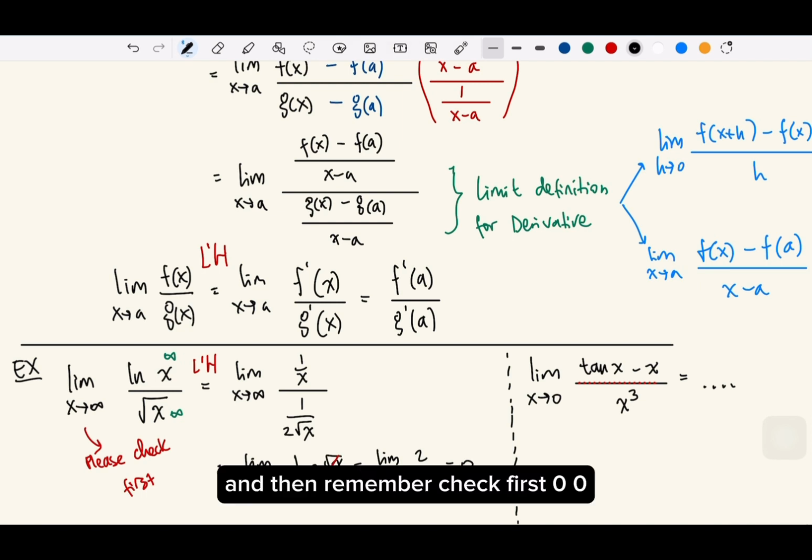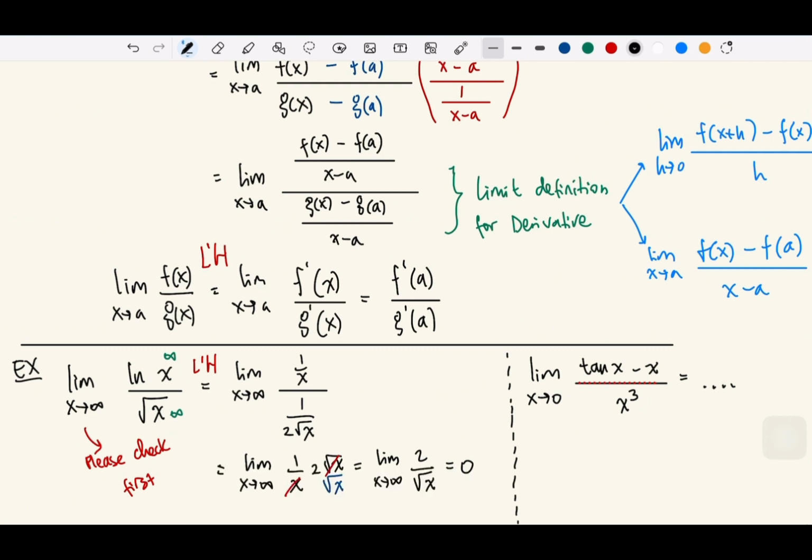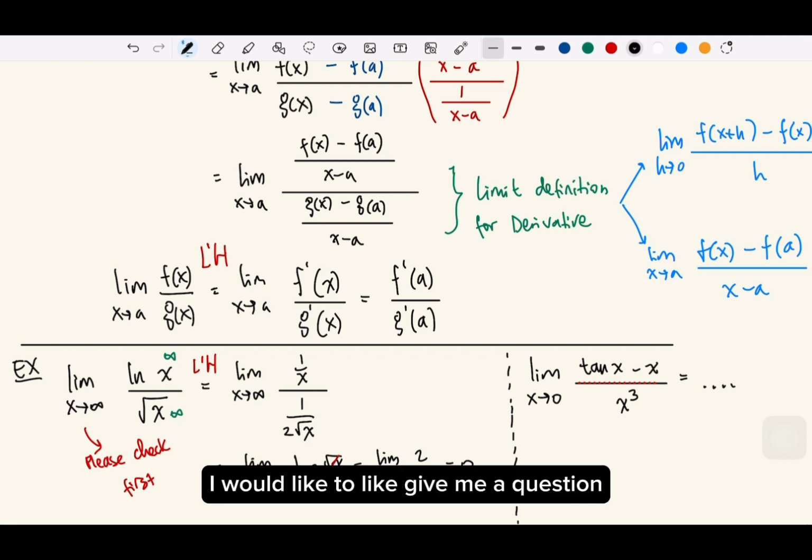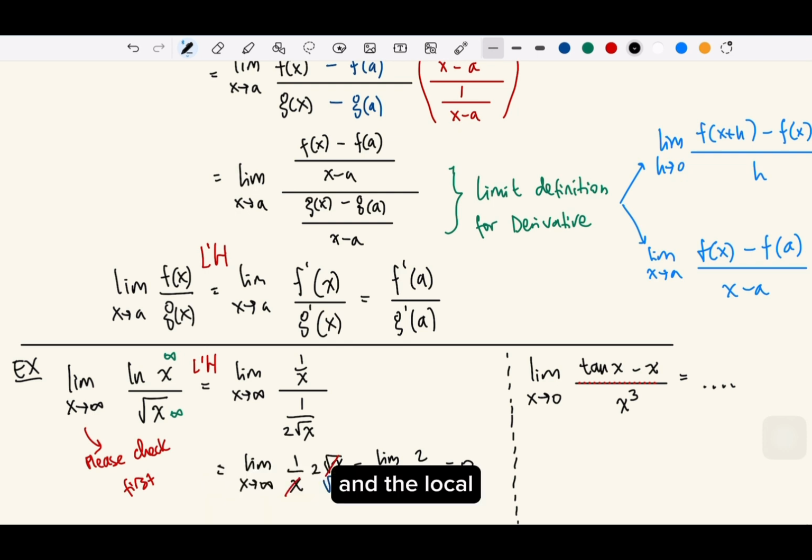And then remember, check first. 0 over 0, so you can use it. Can you try this one? Try to solve. I would like to know if the question has some trigonometry, limit, and the L'Hopital.